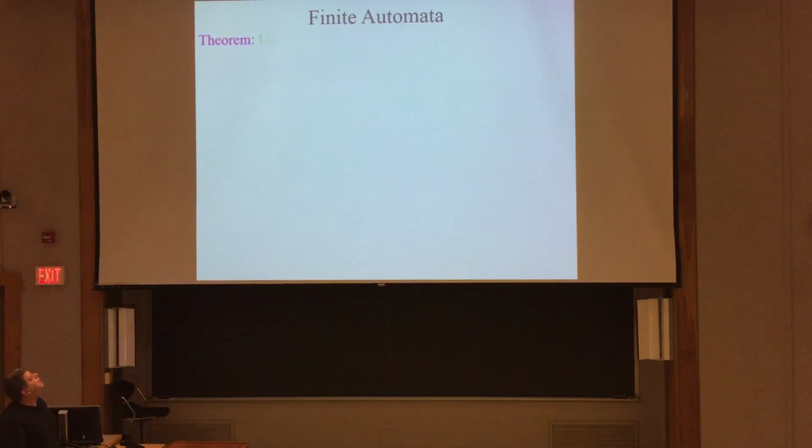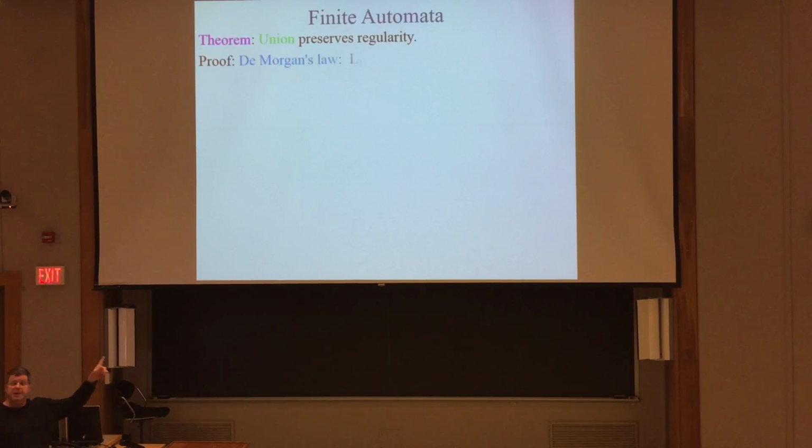All right. So the union preserves regularity. How would you prove that now very succinctly, given the previous slide? Use the cross product construction, but the final states are any super state set that contains either one. Yeah, which is what we did 10 minutes ago.